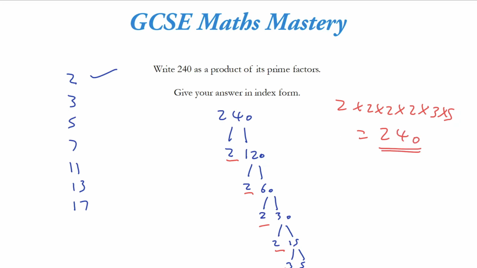Now, to lay out our answer in index form, all we have to do is sum up these 2's. Again, the exact same process. It's 2 to the power of 4 times by our remaining 3 and 5. 3 times 5 equals 240, okay? And that is how you give your answer in index form. Let's take a look at another one.